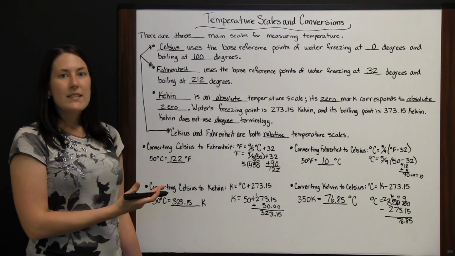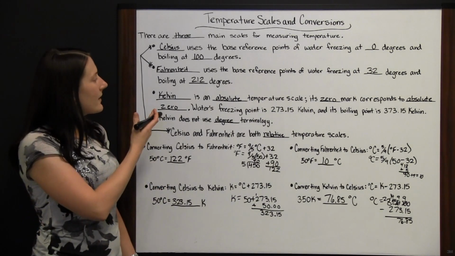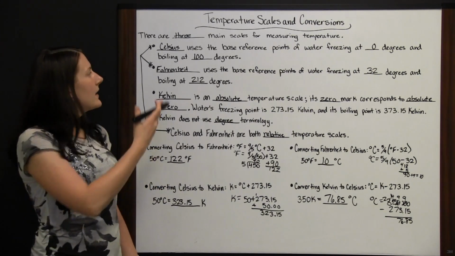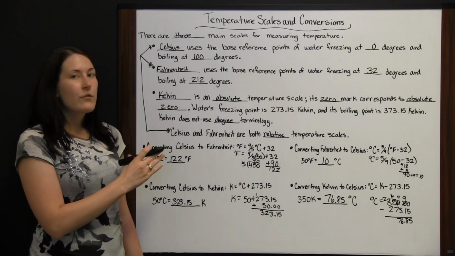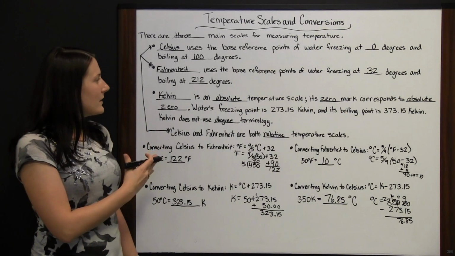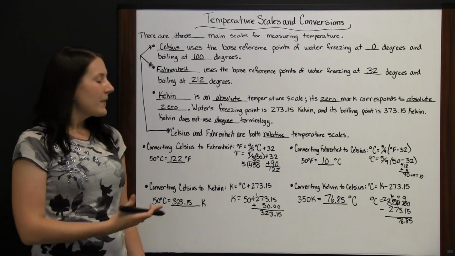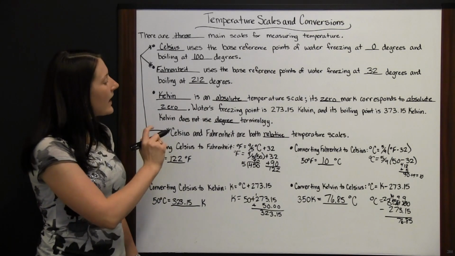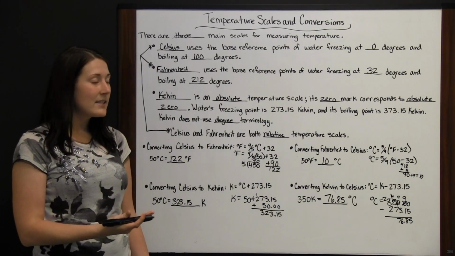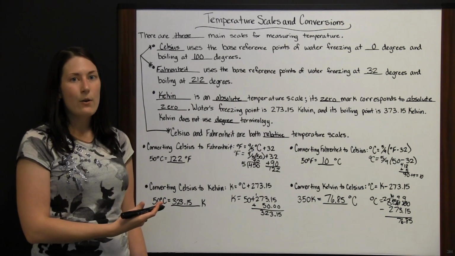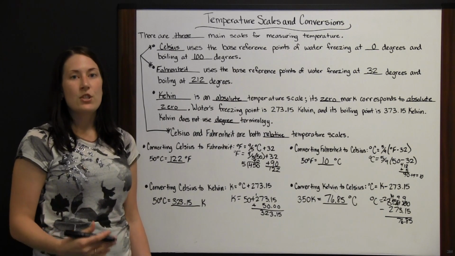Remember, your three main scales for temperature are Celsius, Fahrenheit, and Kelvin. Celsius and Fahrenheit are based on when water freezes and boils, where Kelvin is based on absolute zero. And then try to memorize these formulas to be able to convert between Fahrenheit and Celsius, and then between Celsius and Kelvin, so you can get the temperature that you need.